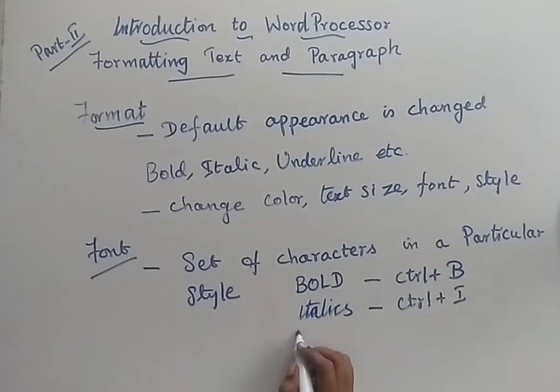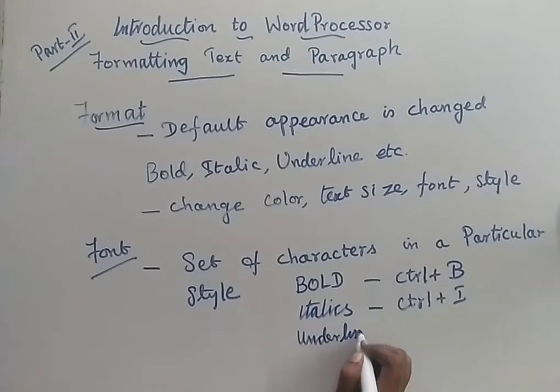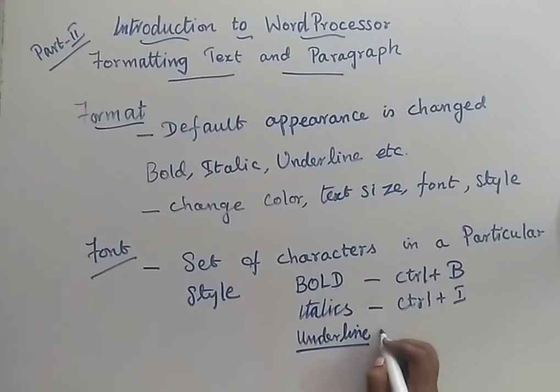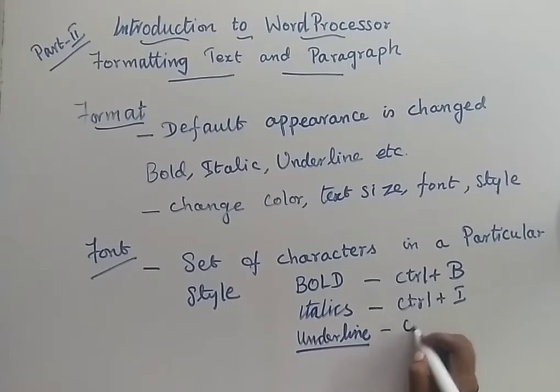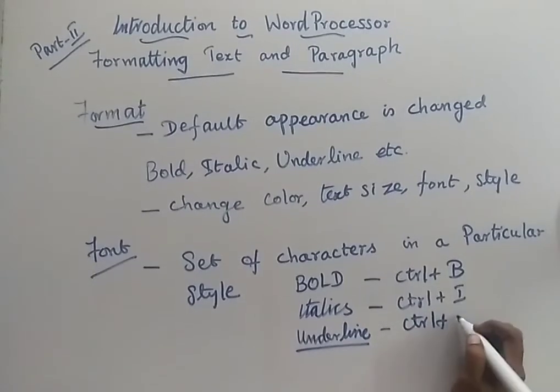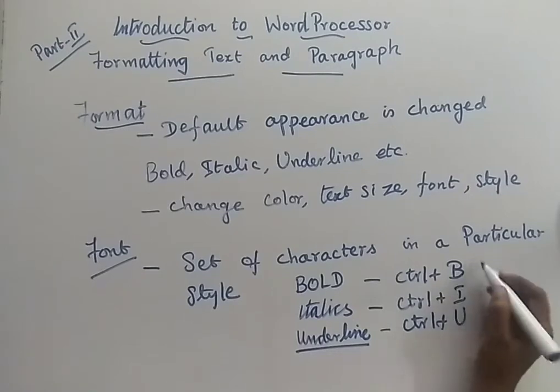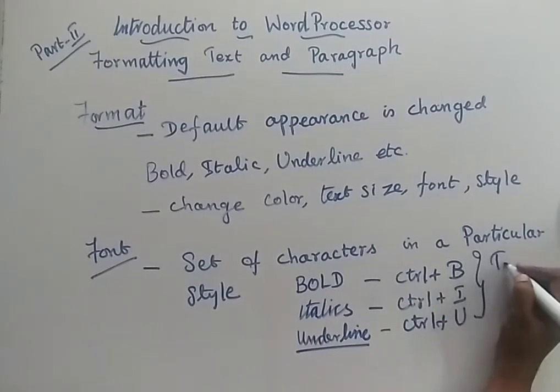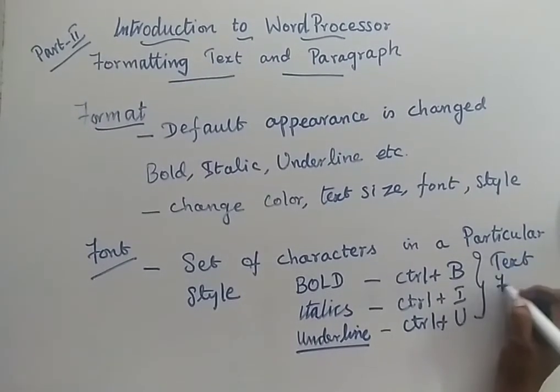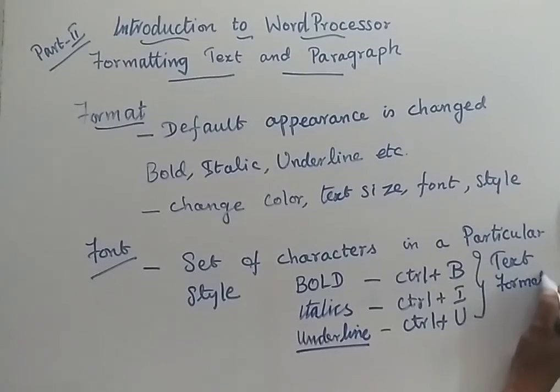Next you have underline. Yes, this is underline. For that the shortcut key is Control plus U. So these are the text formatting shortcuts. These three are the most familiar and most frequently used text formatting shortcuts. So clear with this one?